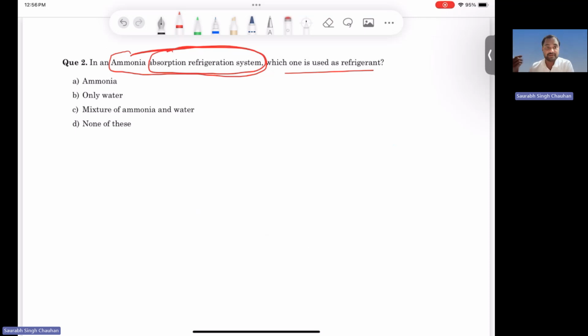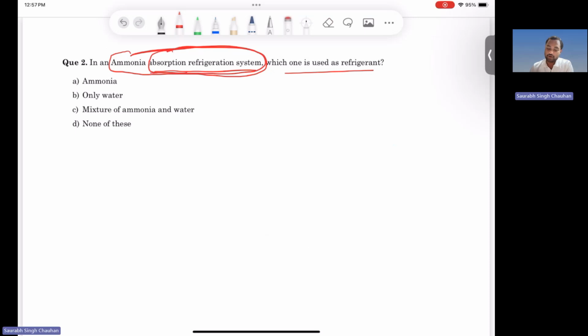And why are we doing this? Because to run a pump, you need electricity, or any high quality energy. You don't want to waste that high quality energy, and you want to use low grade energy. That's why you are using an absorption refrigeration system, because when you replace that pump with some other complicated system, that system basically uses heat. And heat is a low grade energy. So using a low grade energy, you can run your refrigeration system.